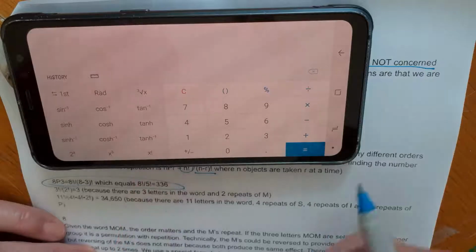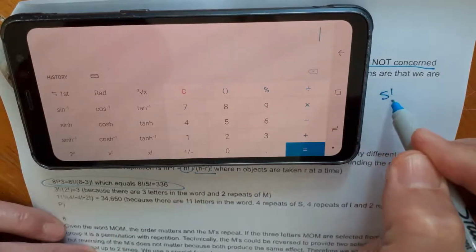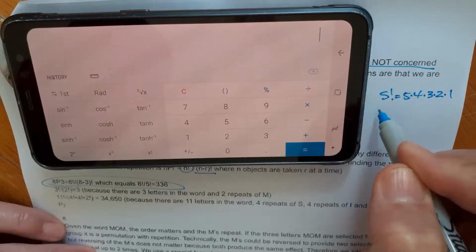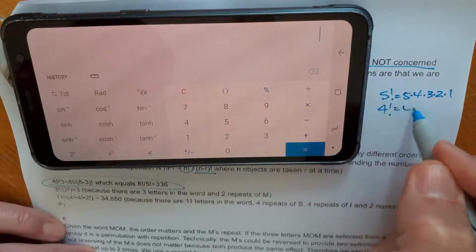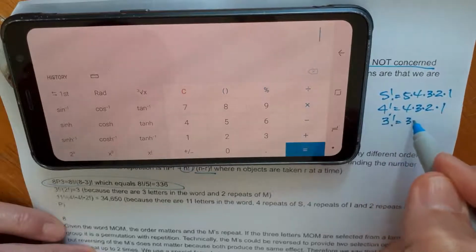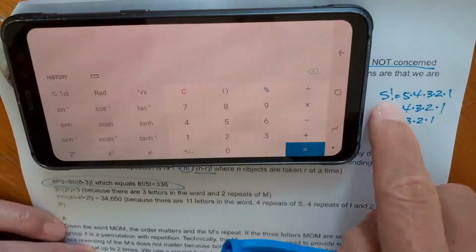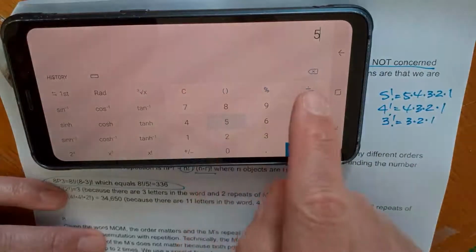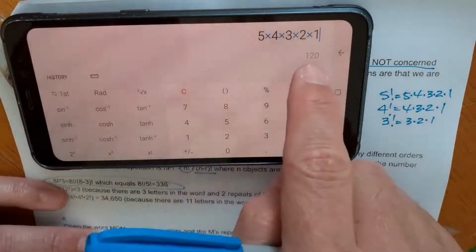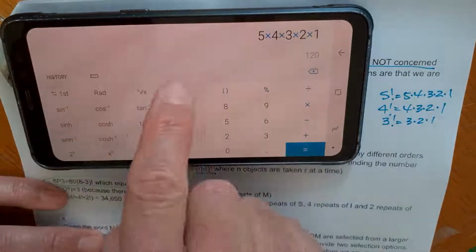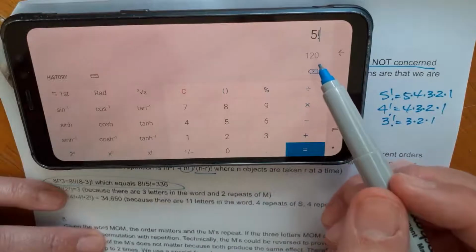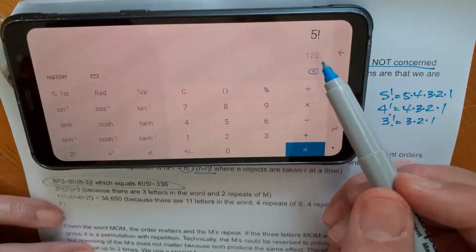We explained it in the other lessons, but basically, 5 factorial equals 5 times 4 times 3 times 2 times 1. 4 factorial equals 4 times 3 times 2 times 1. 3 factorial equals 3 times 2 times 1. We could take 5 times 4 times 3 times 2 times 1 and get 120. Or they give us this cool key and you say 5 factorial and it does all the work. That's what a calculator should do.